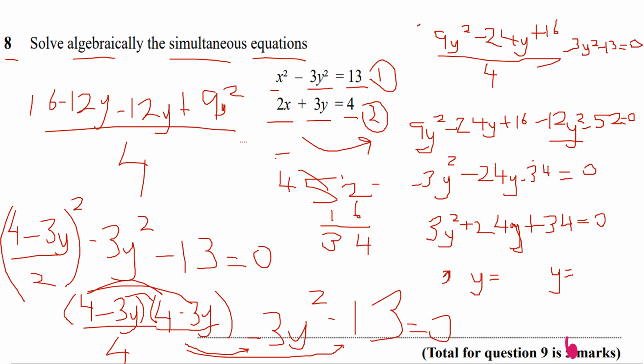And when I do that, I get minus 1.84 to 2dp, and then also minus 6.16 to 2dp. And the corresponding x values, so it's a bit nastier now. We're going to have 2 times this.